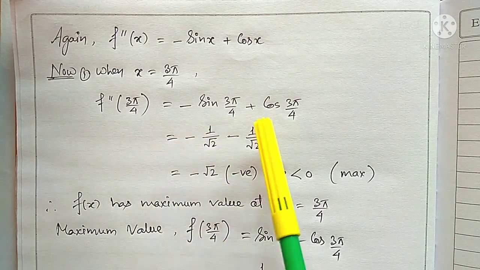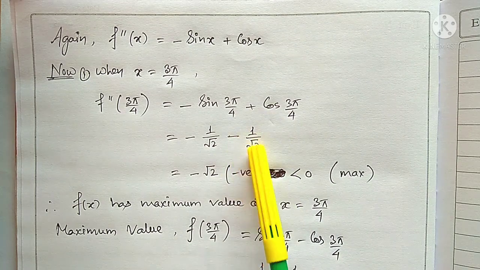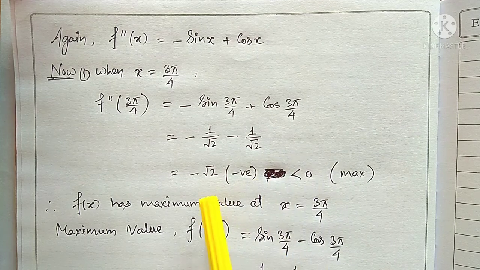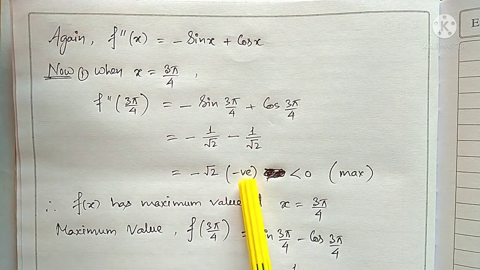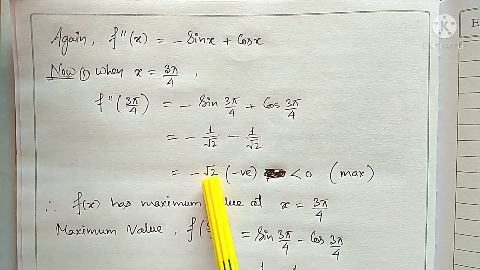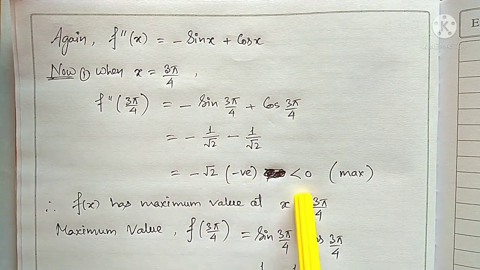So minus is there. And when we break cos 3 pi by 4, the answer is minus 1 by root 2. So minus 1 by root 2 minus 1 by root 2. If we calculate, we get the value minus root 2. So that means the value here is negative. This one is just the verification, not the value. We only need to know whether it is positive or negative. So it is negative, so that's why it is less than 0.